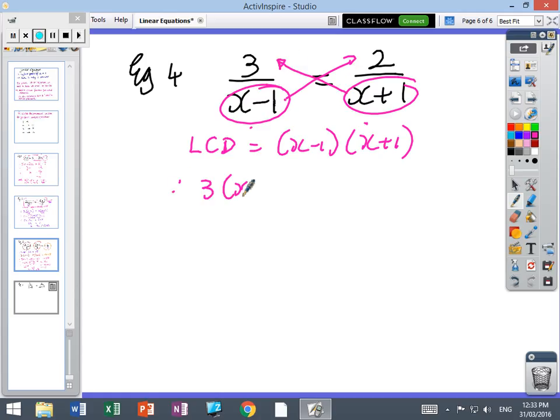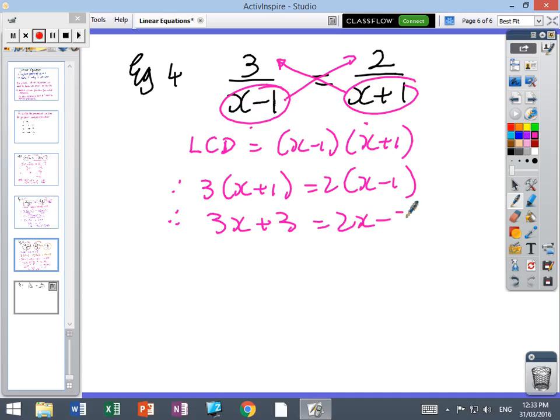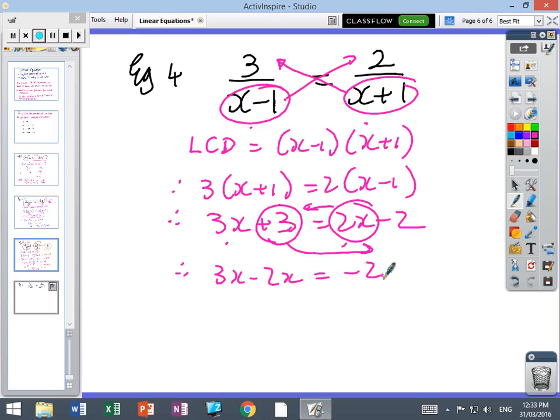So we've got 3 bracket x plus 1 equals 2 bracket x minus 1, and then just expand like you've been doing. You've got 3x and 2x, so 2x is smaller. 3 goes that way. So 3x minus 2x, minus 2 hasn't moved, plus 3 has moved. So 3x minus 2x is 1x equals minus 5, and we don't have to do anything else. Okay, so I think that might be our last slide.